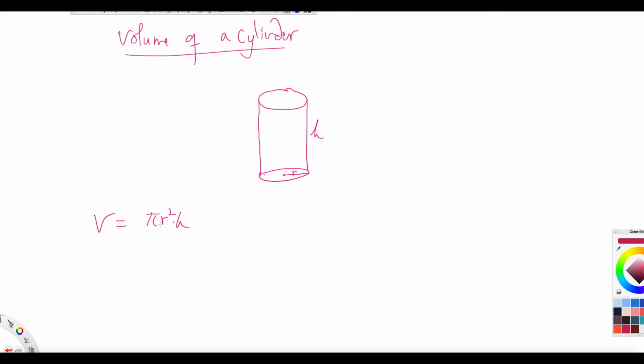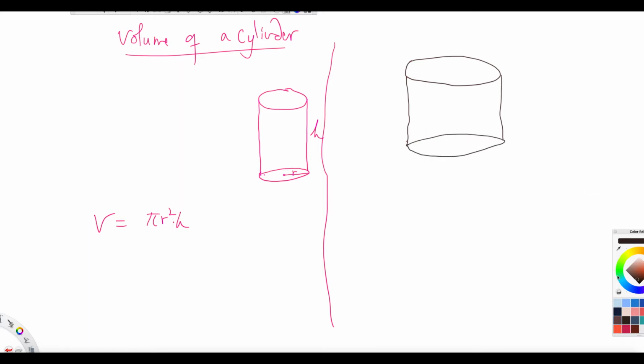Now I want to find a slightly different thing here. Suppose there are two cylinders, and you are putting one cylinder inside another cylinder. Suppose there is a bigger cylinder. Let's say this has a height h, and this has a radius, let's say big R. That is the bigger cylinder.